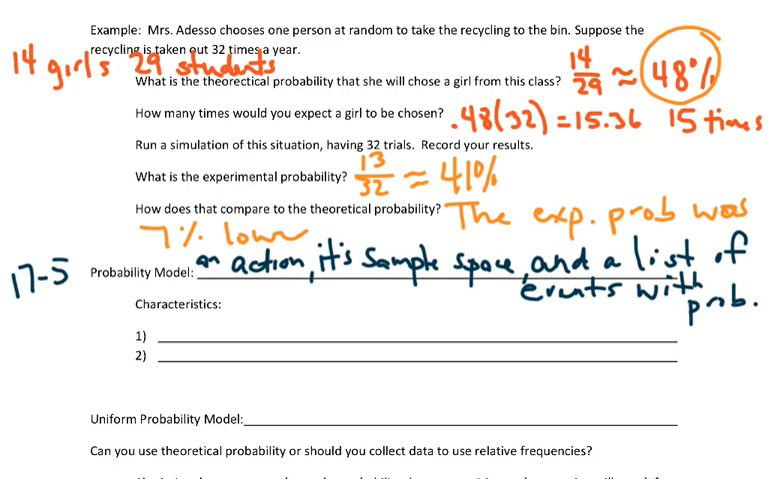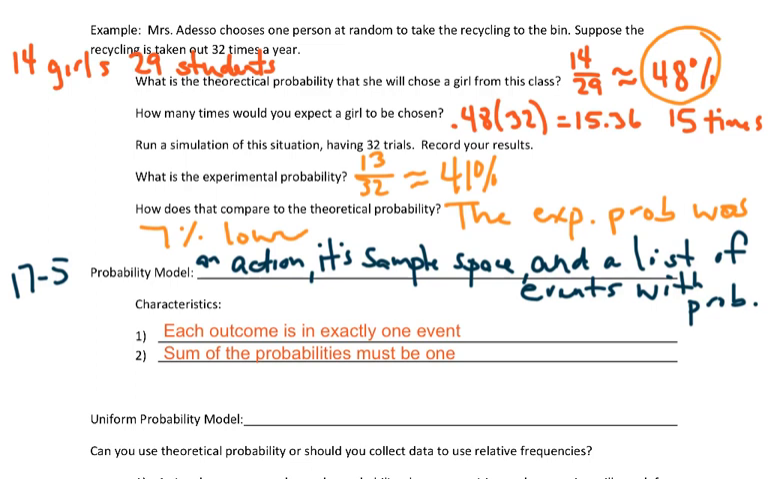Two things we must have in order for it to be a probability model. The first one is that each outcome is in exactly one event. And the second is that the sum of the probabilities must be 1. So again, the characteristics of a probability model are that each outcome is in exactly one event, and the sum of the probabilities has to equal 1.